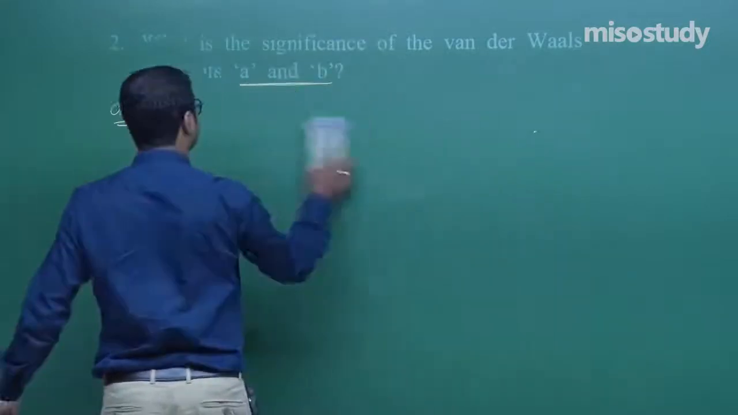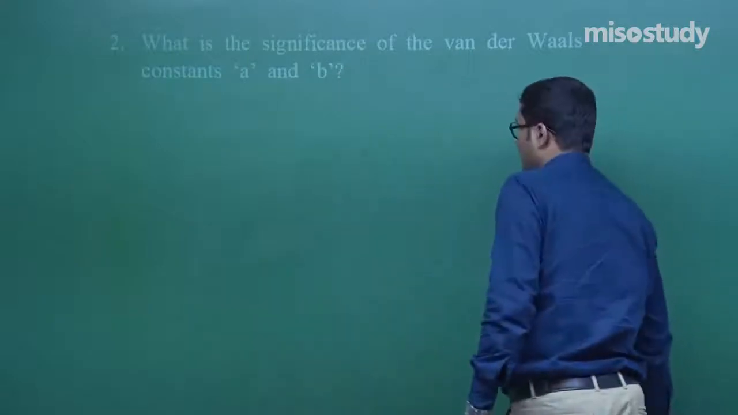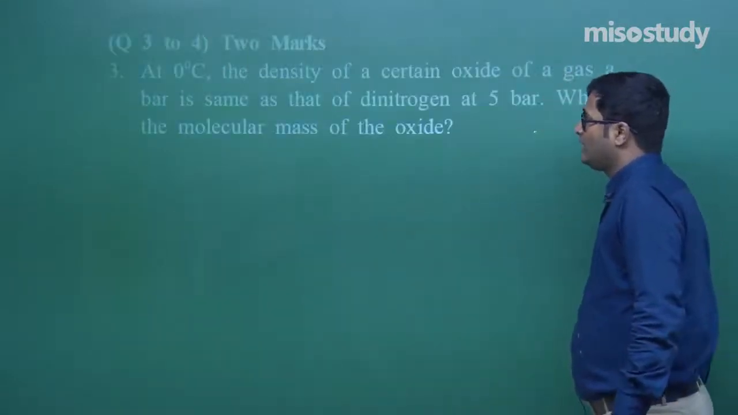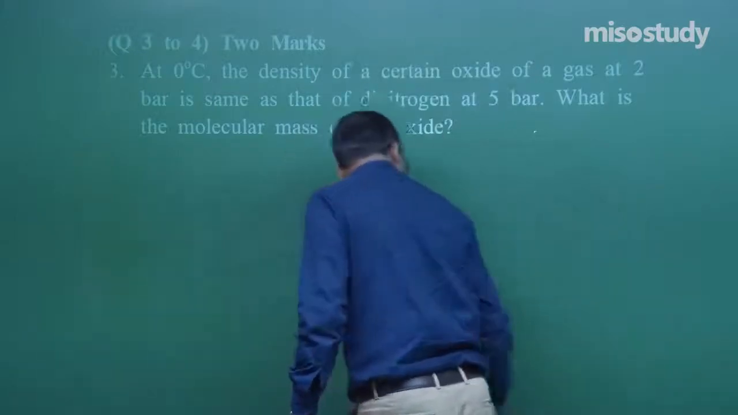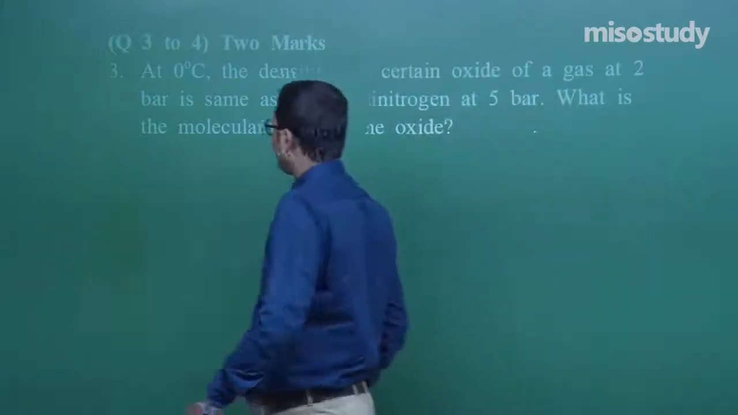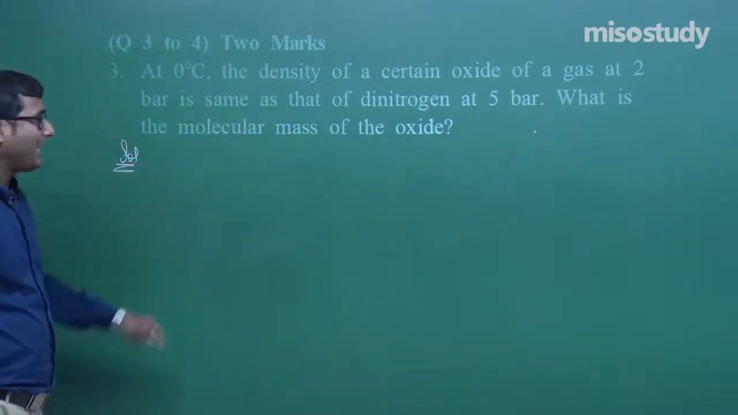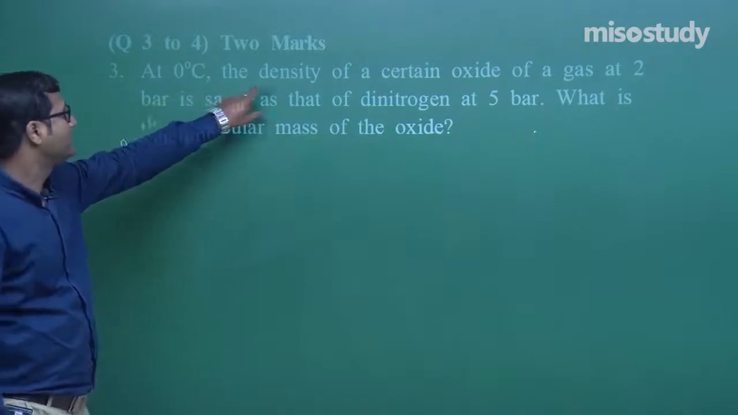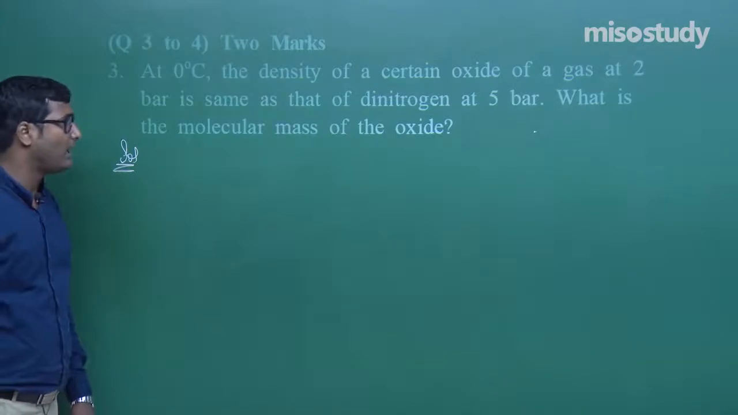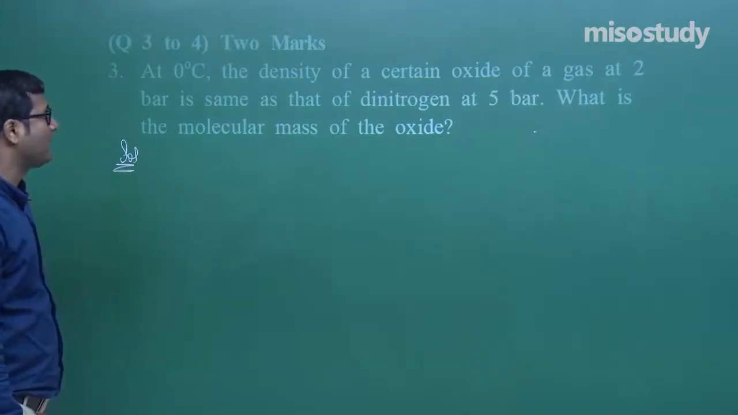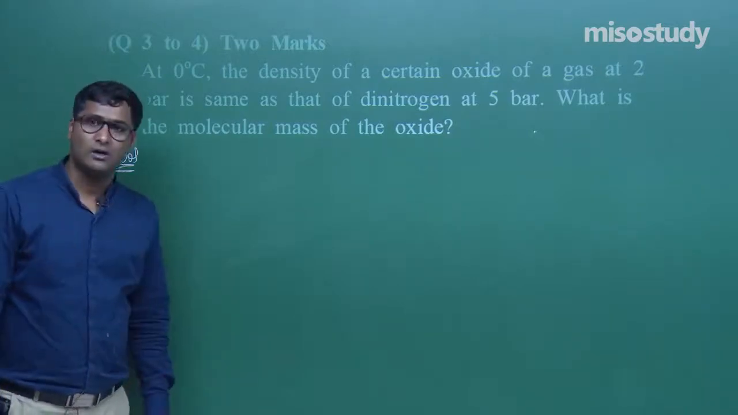This is question number 3. Read the question carefully, my friend. Now, the solution of this question. At 0 degrees Celsius, the density of a certain oxide of a gas at 2 bar is the same as that of dinitrogen at 5 bar. What is the molecular mass of the oxide?